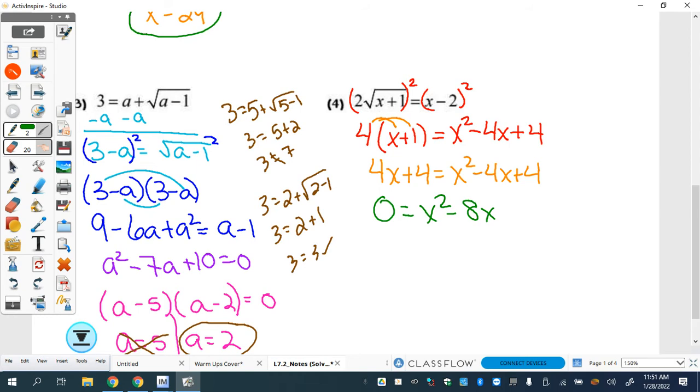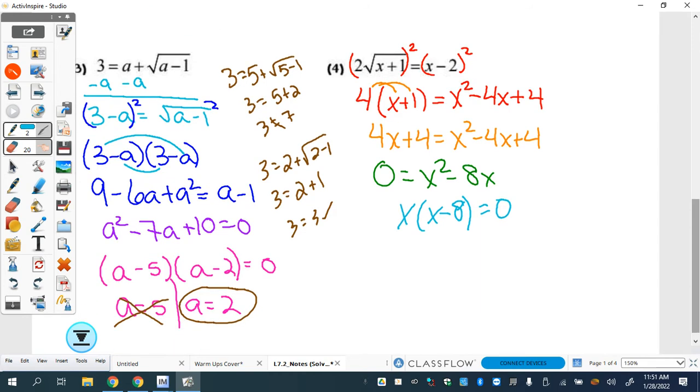So what kind of factoring is this going to be? Not dots. It's not perfect squares. Oh, GCF, yes. So x times x minus 8. So I get a 0. I get an 8. Do we get to keep both 0 and 8? Probably not. But let's just check to see which one we're going to end up getting rid of.